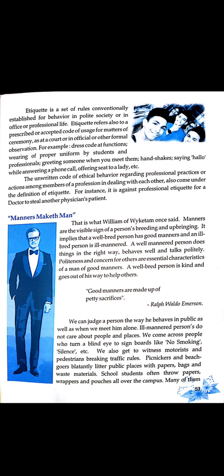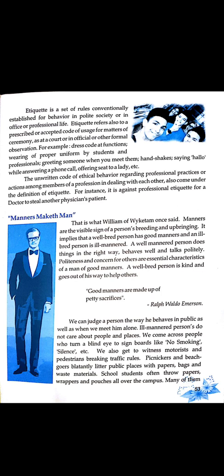So a good upbringing is necessary from the families, right? That is what makes the manner of a person. Here in the second paragraph you can see that we can judge a person by the way he helps or behaves in public as well as when he meets someone alone. An ill-mannered person does not care about people and places. That is true, the ill-mannered person will not see the age of the persons standing beside us or what the surrounding is. We don't think of it at all, and do not care about the people and what the place is.